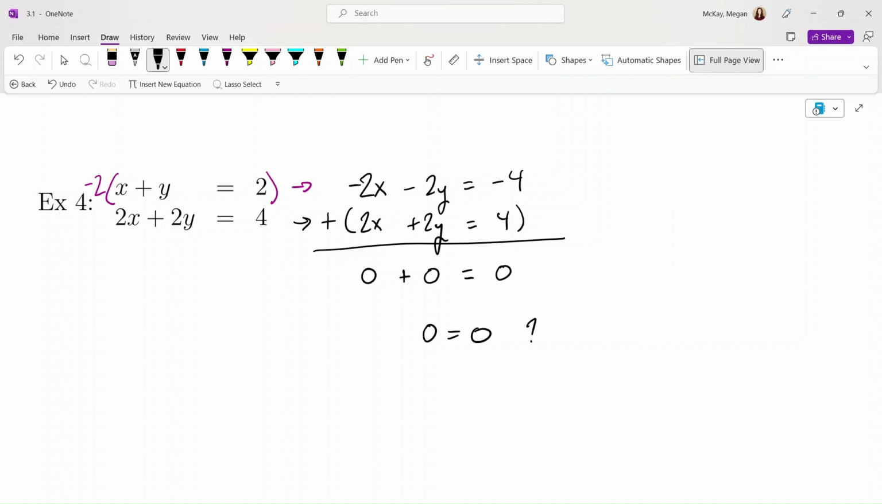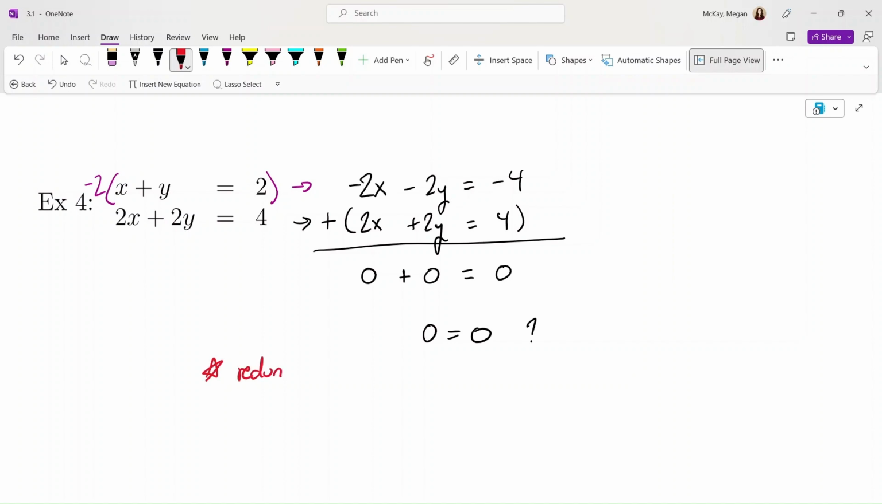Well, in our last example, we saw that 0 was equal to 18, and obviously we determined that to be incorrect. Here we have 0 is equal to 0. It's not necessarily a wrong statement. In fact, it is correct, but what does it tell us? Because we weren't able to solve for x or y. Well, 0 is equal to 0. We knew that already. We will call this a redundant system.